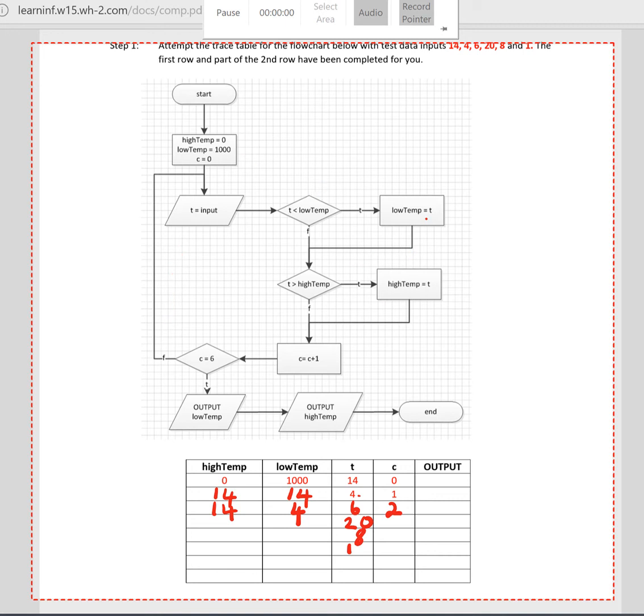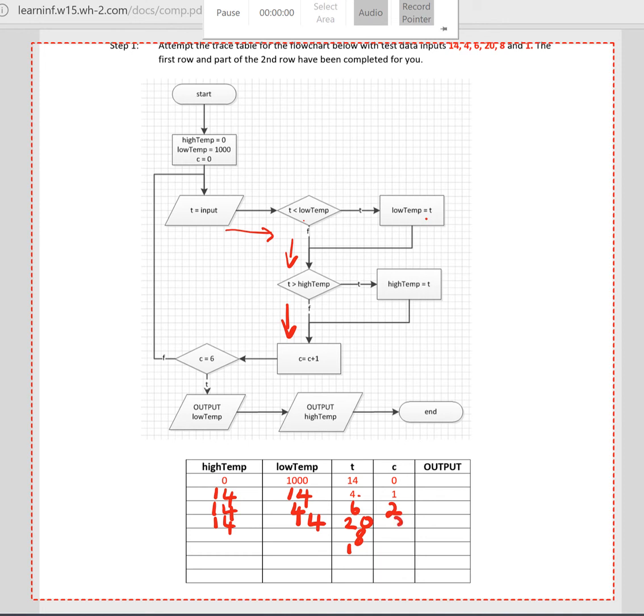Okay, so we're now going to look at what happens when T is 6. Well, when T is 6, is it less than the low temperature? Well, the low temperature is 4, so no. So my low temperature will stay the same. Goes down here. Is 6 greater than the highest temperature? No, that's 14. So that one just goes straight through here. It doesn't branch off to the side.